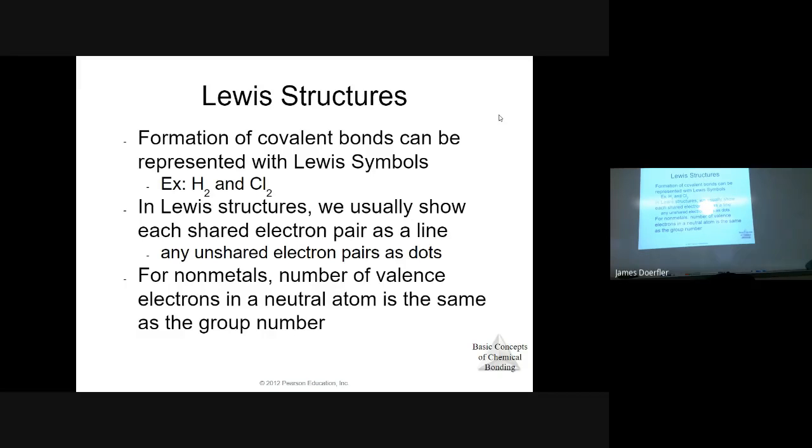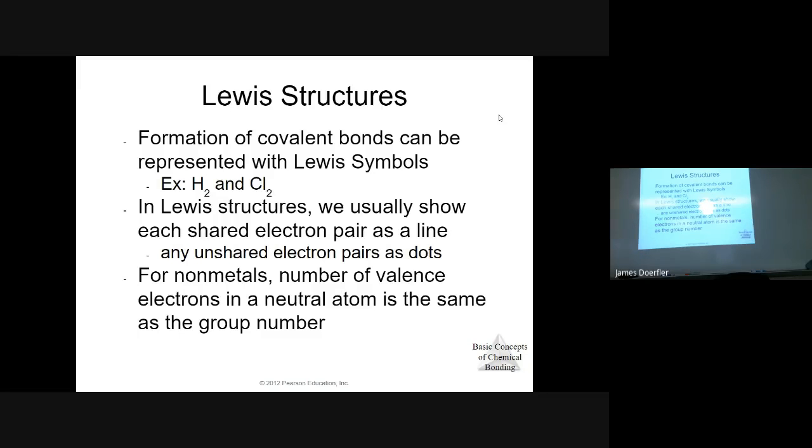And we can demonstrate the formation of these covalent bonds through the use of Lewis symbols. And so in Lewis symbols that we talked about briefly yesterday, we usually show each shared electron pair as a line. So if we look at H2, we have one hydrogen here, one hydrogen here. Each hydrogen has a single valence electron. These two are going to come together to form a bond, a covalent bond like this.